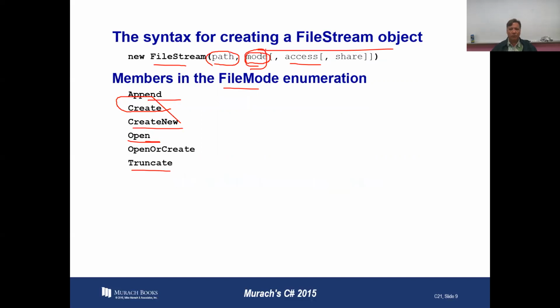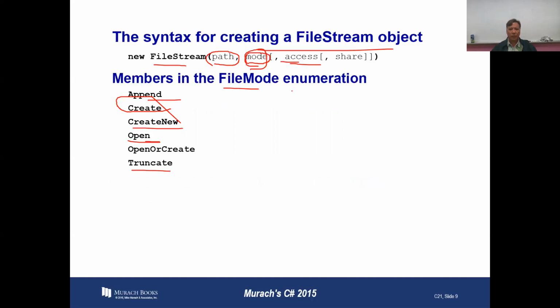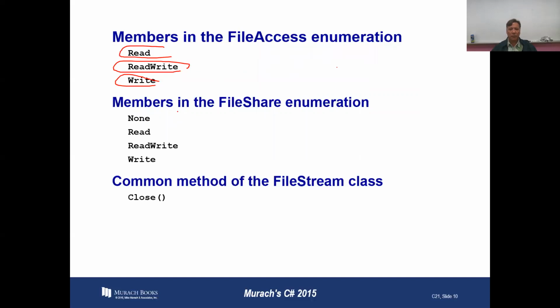Okay, so file access can be either reading, or reading followed by writing, or just writing. And file share can be where you're not sharing, or you're reading, writing, or reading. This means that two applications can be accessing the same file at once. And then a common method for the FileStream class is closing the file. When you're all done using it, you want to close it, and that lets other applications access it.